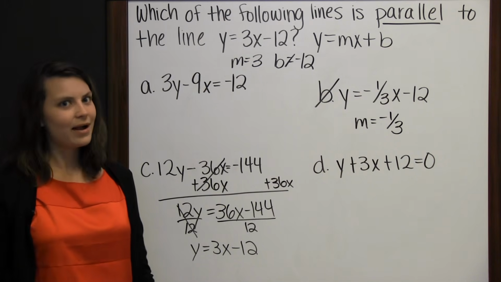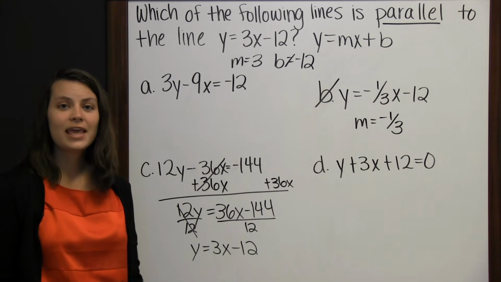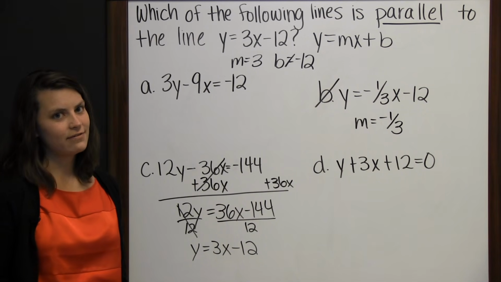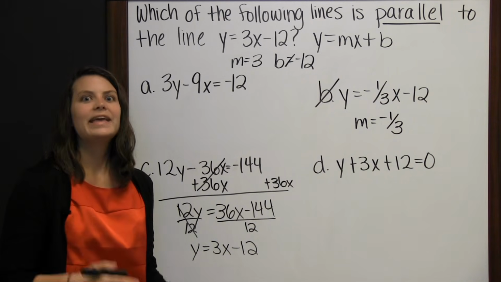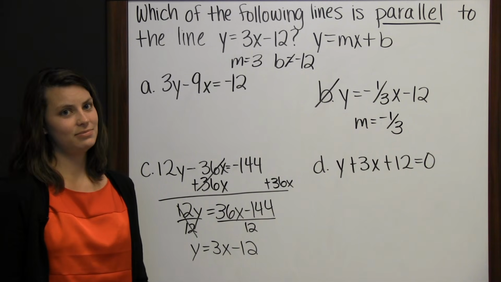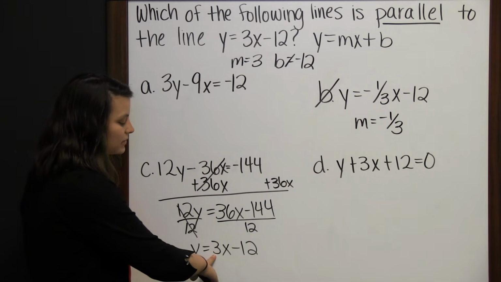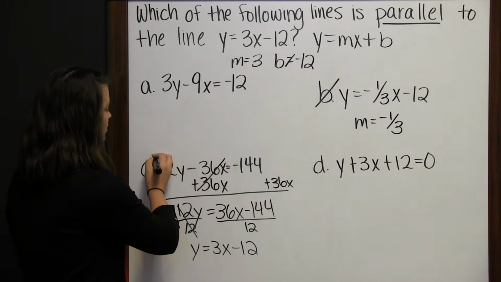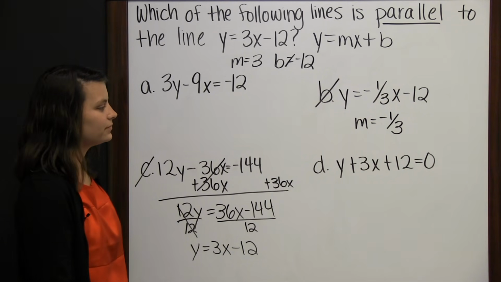Great, then it's parallel, right? No, they're the same line, so they can't be parallel to each other because parallel lines never intersect. But these lines are going to intersect each other an infinite number of times because they're the same line. They have the same slope and the same y-intercept. So this is also not our line that's parallel to our original line.